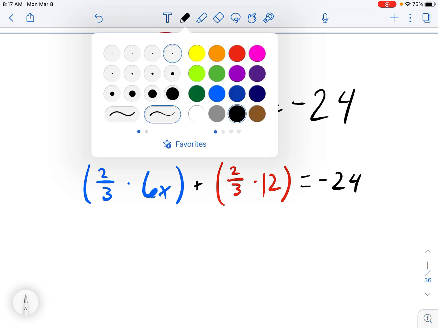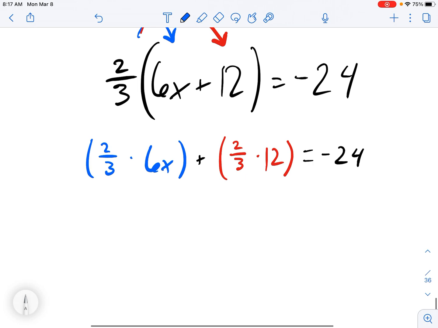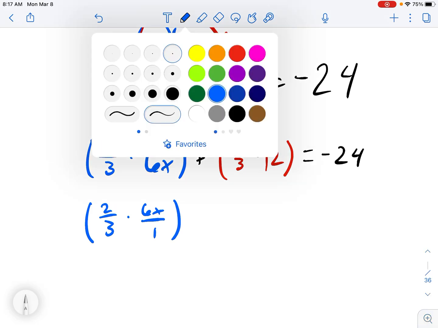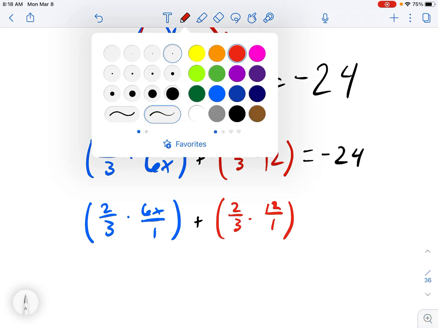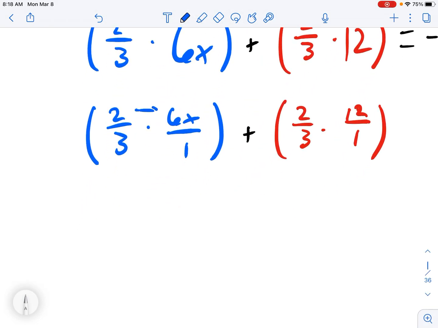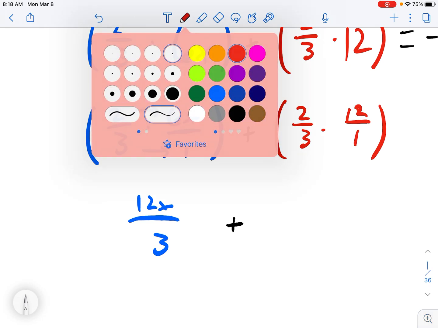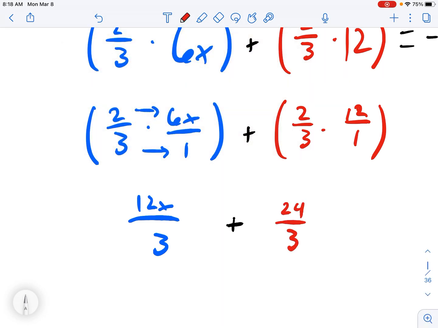So remember, we can write 6x as a fraction by writing it over 1. You can write any number as a fraction by writing it over 1. And same thing with 12, right? You can do 2/3 times 12 over 1. So when you multiply fractions, if you remember, you go straight across. So you get 12x over 3. And then on this one, you get 24 over 3.